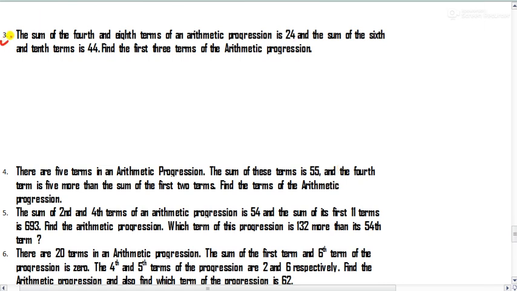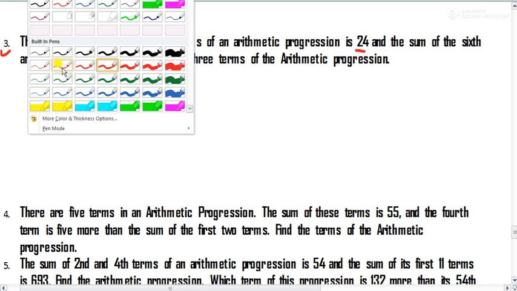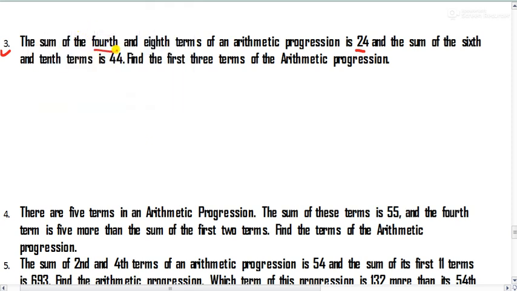Look at question number 3. Let me read it out for you. The sum of the 4th and 8th term of AP is 24. This is the first data. So it can be written as what? Can anyone tell me? Exactly, A4 plus A8 is equal to 24.